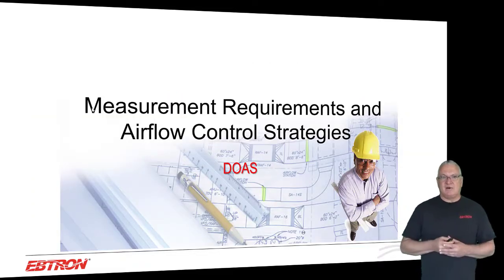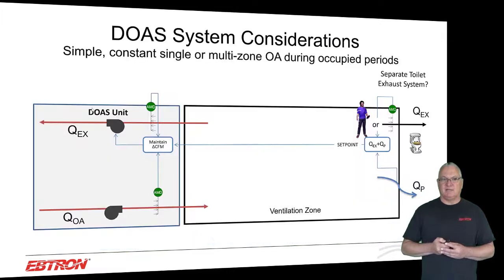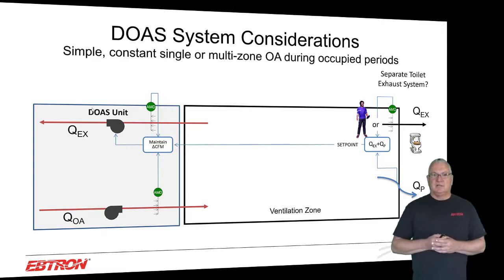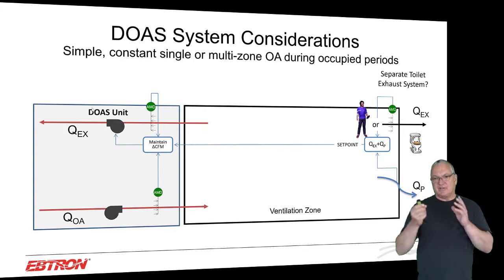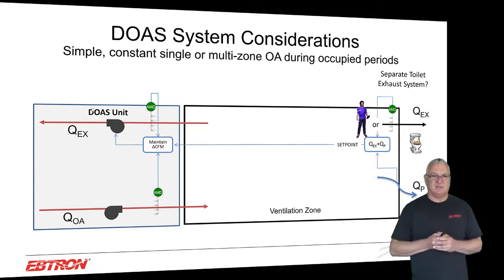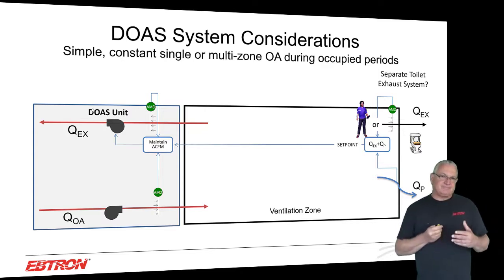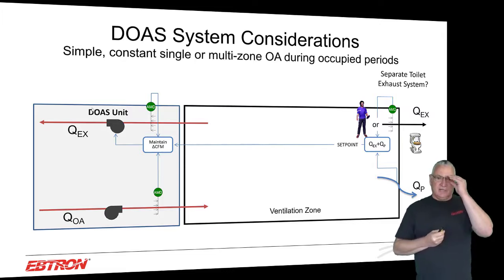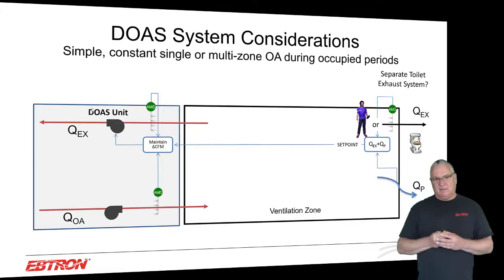When we get into DOAS, or dedicated outdoor air, I don't think enough people are actually measuring and controlling DOAS properly. We'll start off with the most simple unit, okay? It could be a single or multi-zone system. Typically, you're considering it to be one ventilation zone, okay? And this most likely has energy recovery. It doesn't have to be energy recovery, but at a bare minimum, you need to maintain that differential between the outdoor air and the exhaust air.